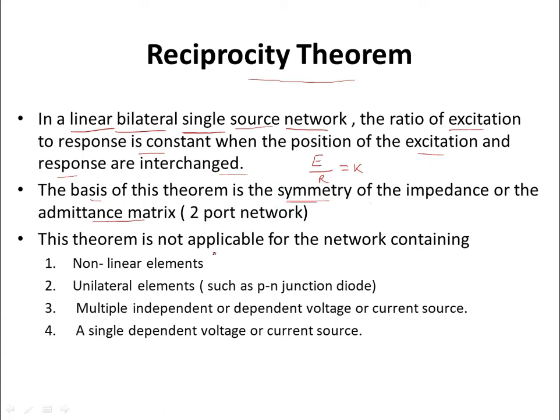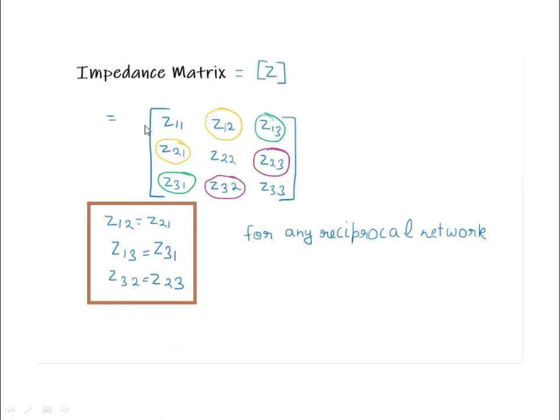But this is basically on the symmetry of those two matrices. Okay, so where it is not applicable? Whenever we have non-linear element or unilateral element like diode, or multiple independent or dependent voltage or current sources, even if there is a single dependent voltage, then also this theorem is not applicable. So this is the impedance matrix, we denoted by Z. These are the conditions for reciprocal network. You will understand this in two-port network better, but you can just have a basic idea from this.